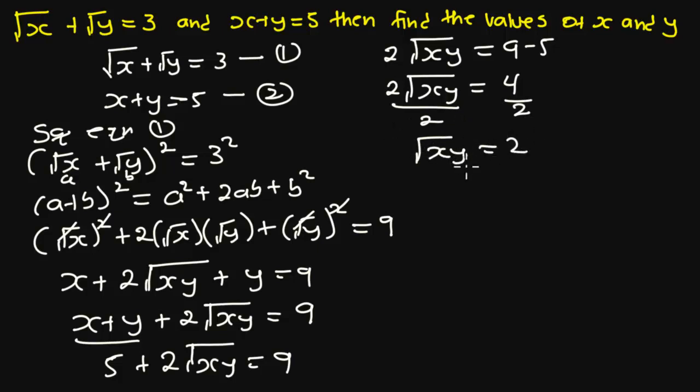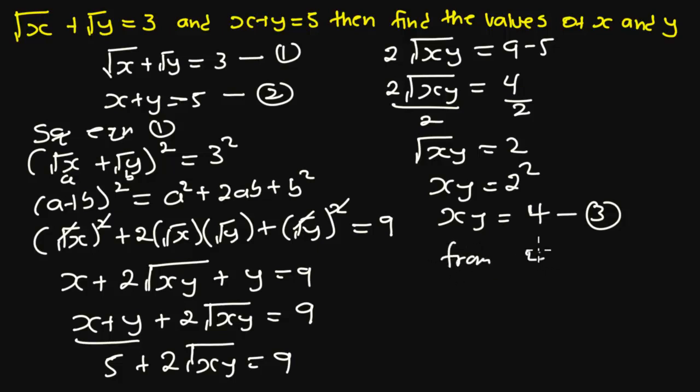And from here we are going to square both sides so that we get xy. So when we square both sides, we are going to have xy to be equal to 2 squared, and xy will be equal to 4. So let's call this equation 3. And from equation 2, we can make y the subject. So from equation 2, we have x plus y is equal to 5. So when we make y the subject, we are going to have y to be equal to 5 minus x. And let's call this equation 4. Now we are going to substitute equation 4 into equation 3.